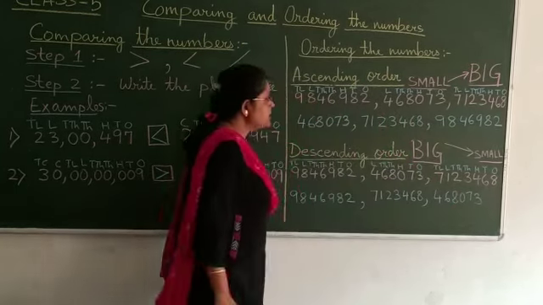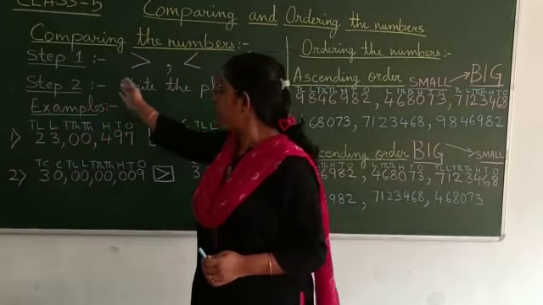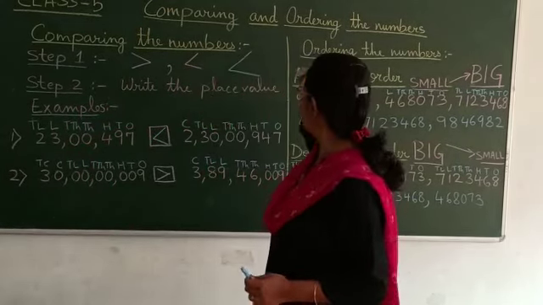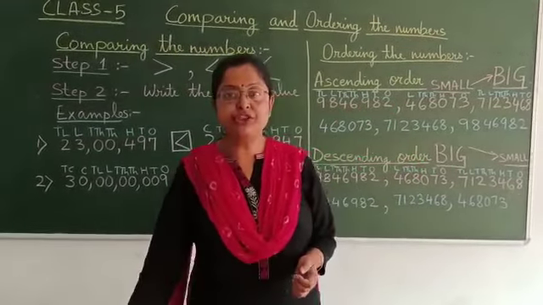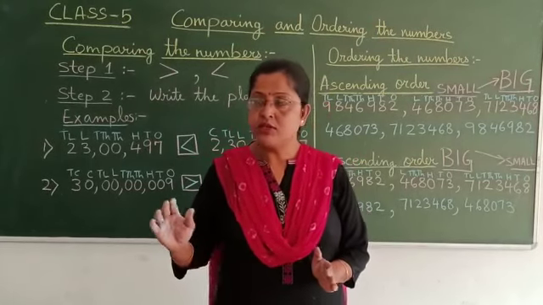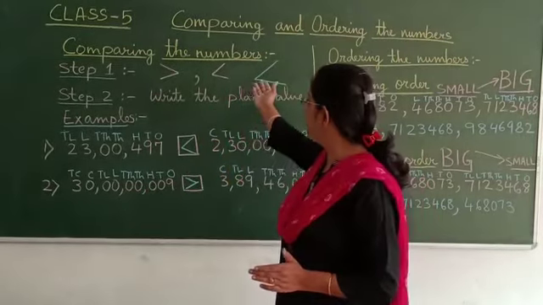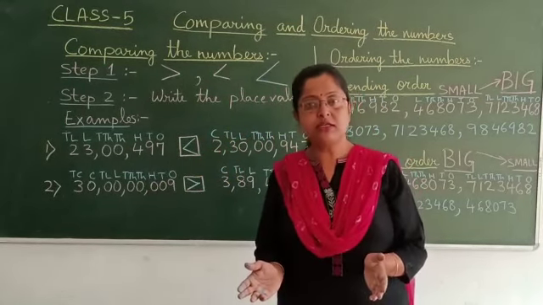So children, this is the way we order the numbers. We compare the numbers as well as we order the numbers. I provide you with one worksheet to practice the same. Work it out, try it, solve it with the help of the place value. Compare it and work it properly.